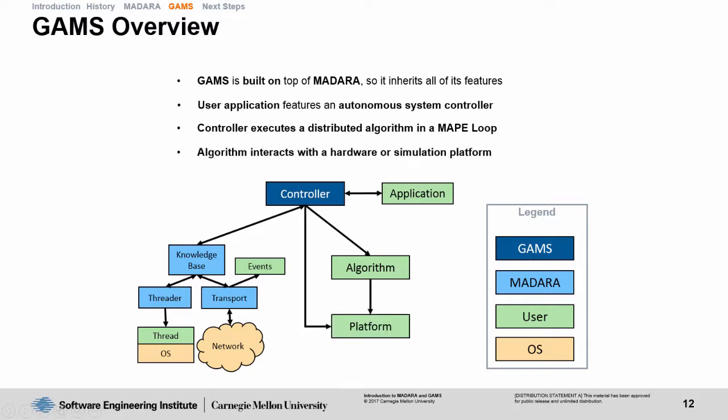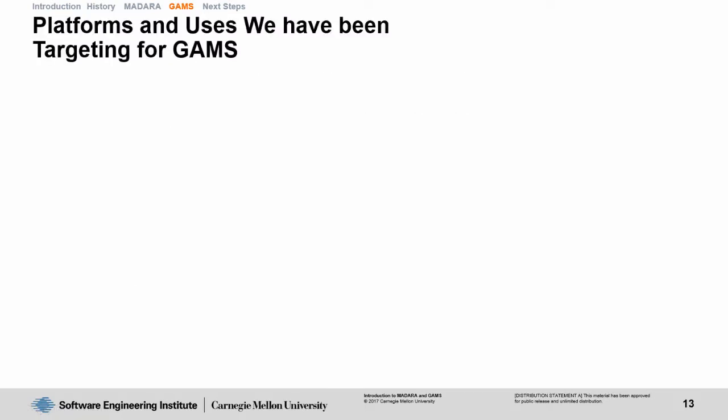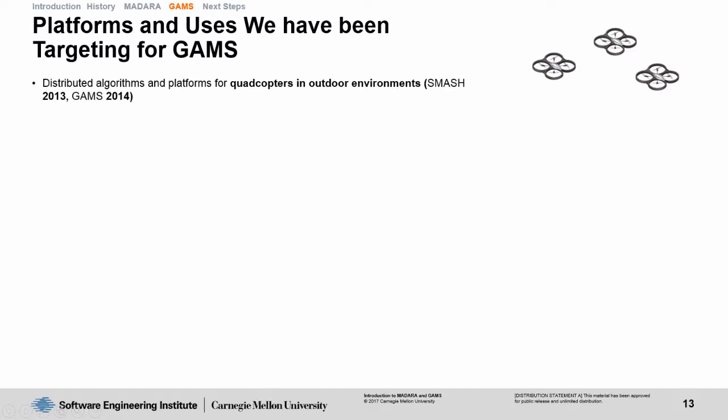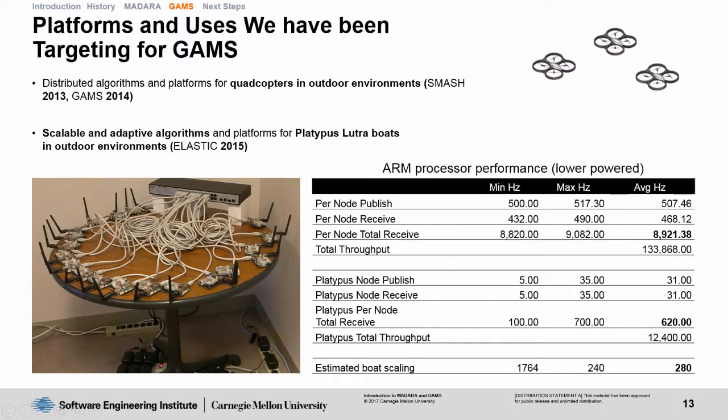The algorithm interacts in a standard interface with a hardware or simulation platform. This allows you to build a distributed algorithm that's portable to any platform or simulation environment. Let's talk about the platforms and uses that we have targeted for GAMS. In 2013 and 2014, we focused on quadcopters in outdoor environments, 3 to 5, maybe 10 quadcopters working together towards a mission-focused autonomy, such as searching an area, surveillance, or helping find people in search and rescue situations.